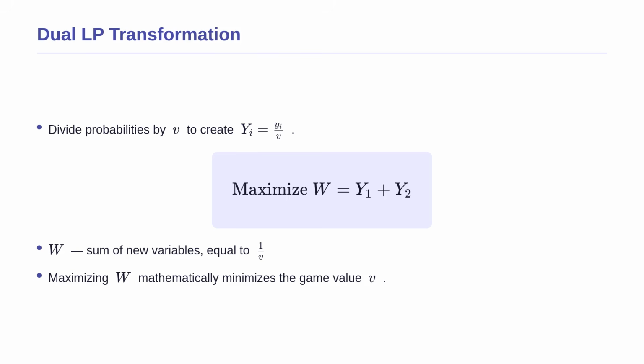Just as we did for player 1, we transform this into a standard linear programming format. We divide the original inequality by the game value v, creating new variables capital Y sub 1 and capital Y sub 2. The sum of these new variables is called w, which equals 1 divided by v. Because player 2 wants to minimize the game value v, this is mathematically identical to maximizing its reciprocal, w. Notice that player 2's problem involves maximizing an objective with less than or equal to constraints. This is the exact mathematical mirror image of player 1's minimization problem.